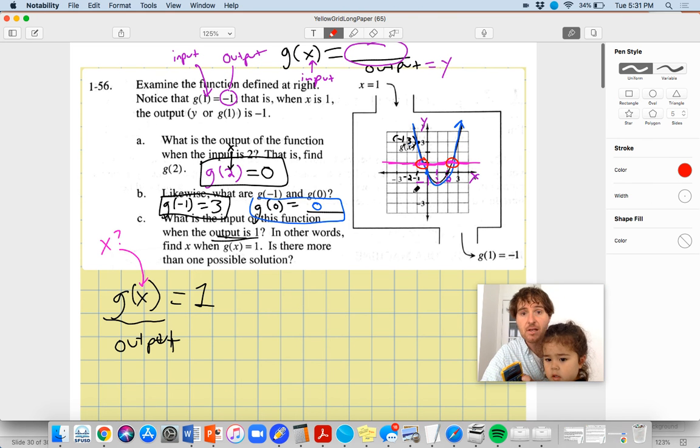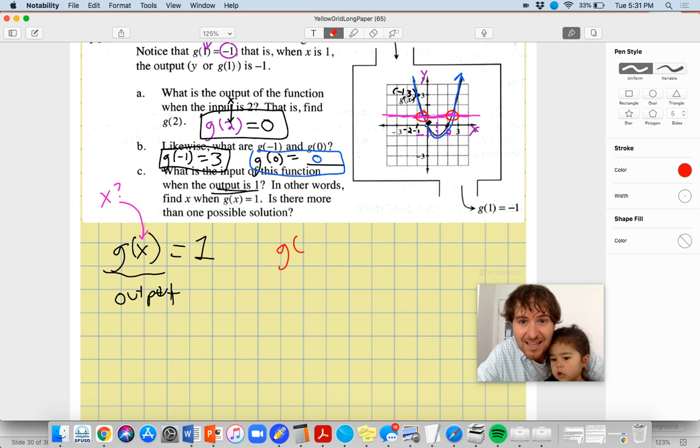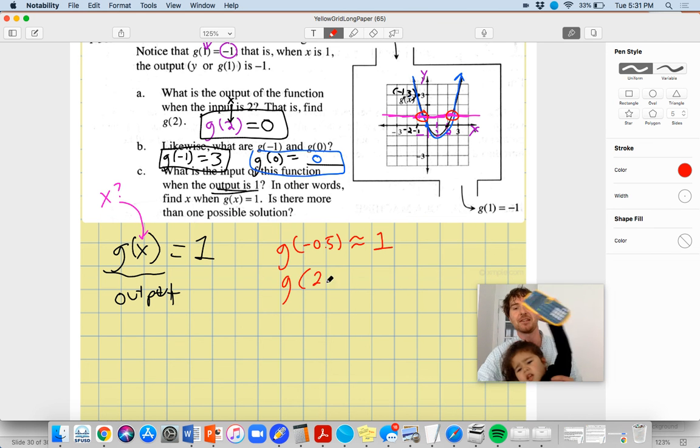Okay? Anyways, what are my inputs? What are my x values here? Almost done. Let's get in the answer, and then you can write all you want, Mira. Okay, check it out here. So g of, well, this leads to y equals 1. It looks like about -0.5. Okay, I got about -0.5 for my x. That equals about 1. And it looks like I also got about 2.4 or so. g of approximately 2.4 leads to about 1 output.